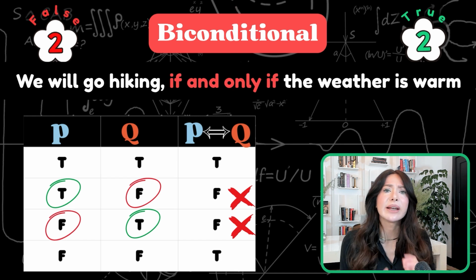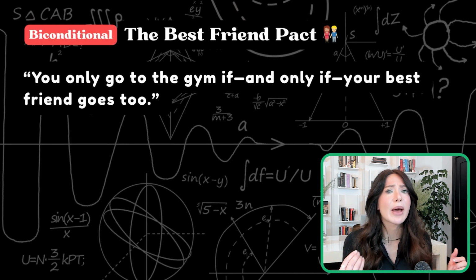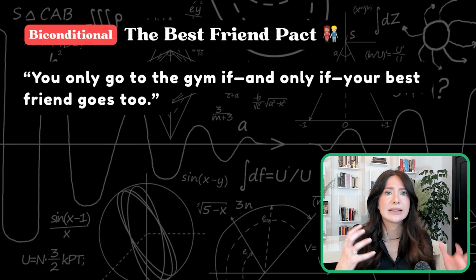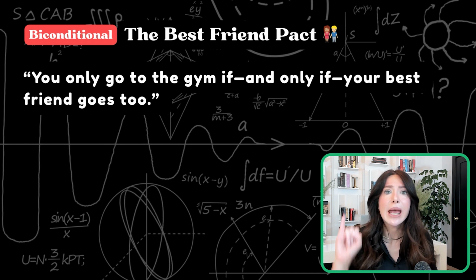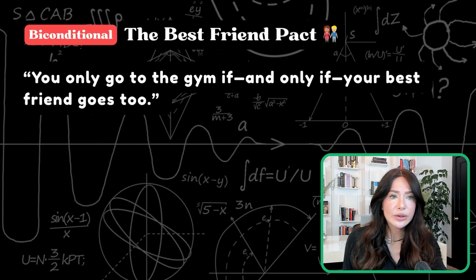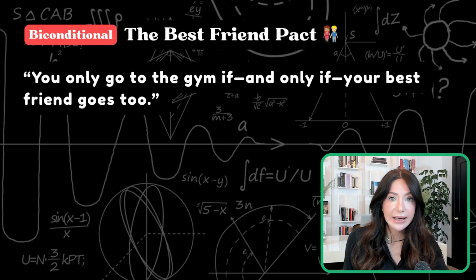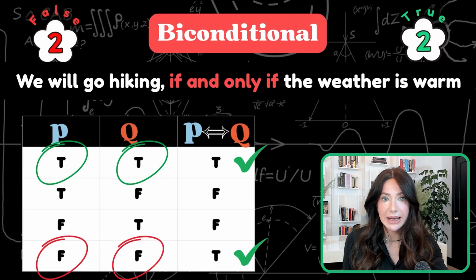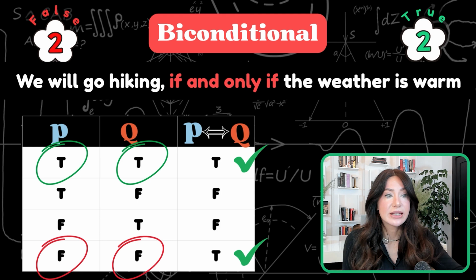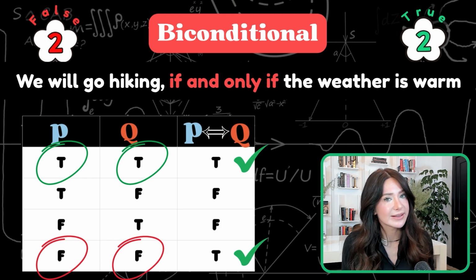Let's go over the example. It's useful to think about biconditional as a really binding friendship pact, a really strict pinky promise. So you only go to the gym if and only if your best friend goes too. In the first line, you both went, and the biconditional didn't get broken there. In the fourth line, neither of you went, and that's fine.